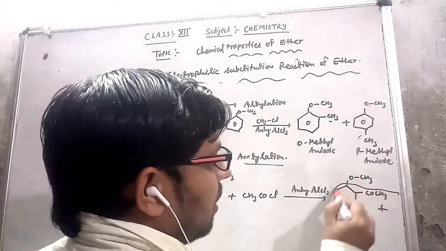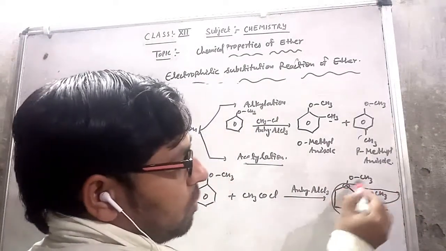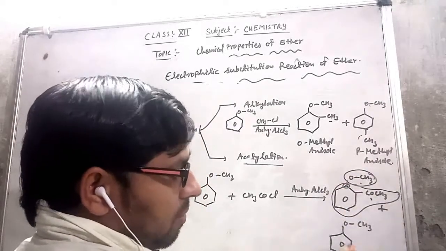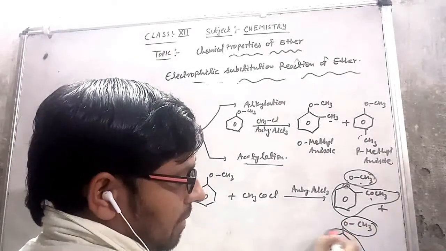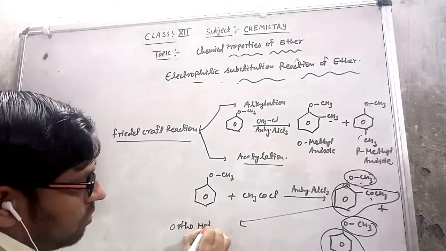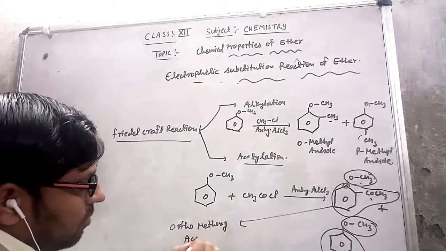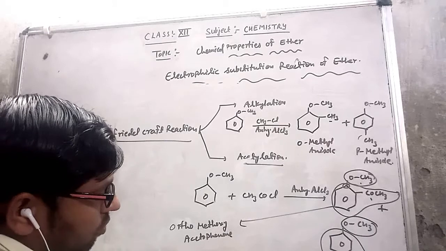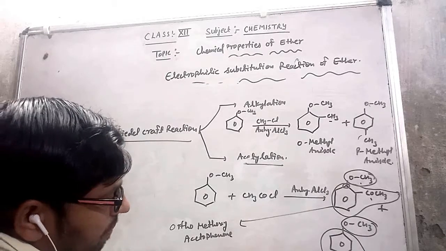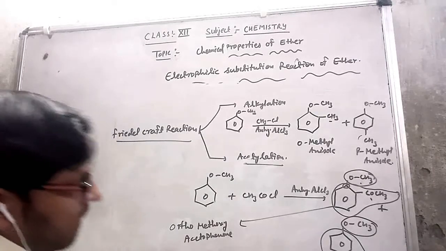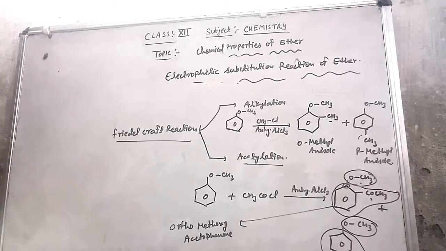Their names are ortho methoxyacetophenone, because this is the acetophenone and this is the methoxy group. So ortho methoxyacetophenone, and this is the para position, para methoxyacetophenone. So these are the general electrophilic substitution reactions of ether.